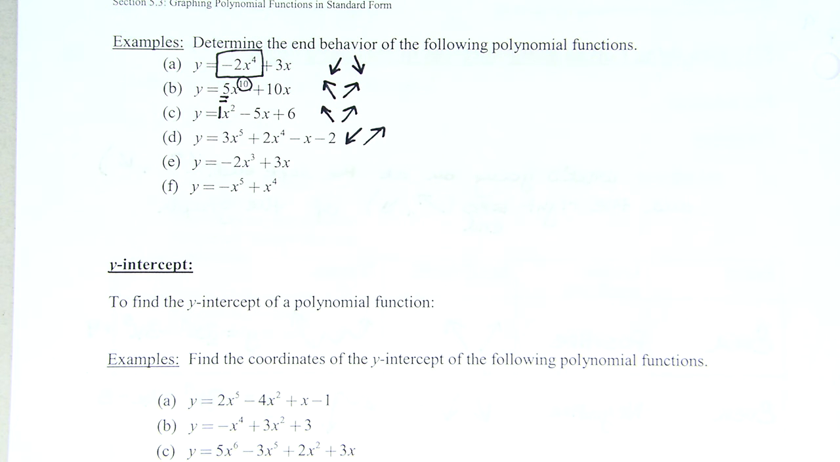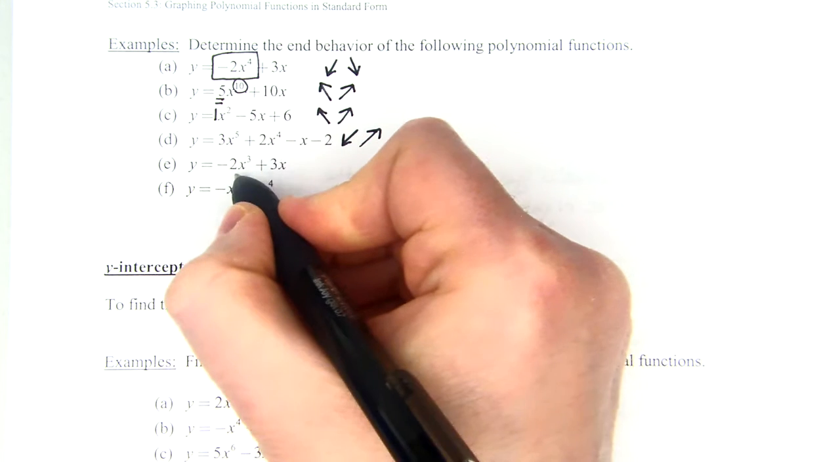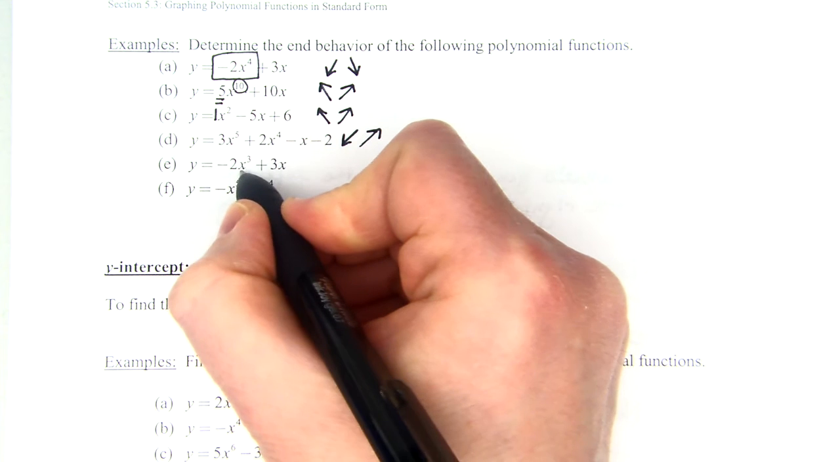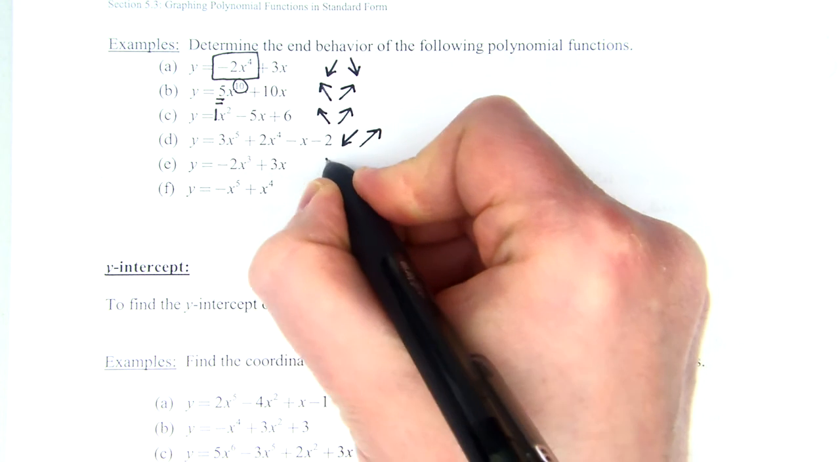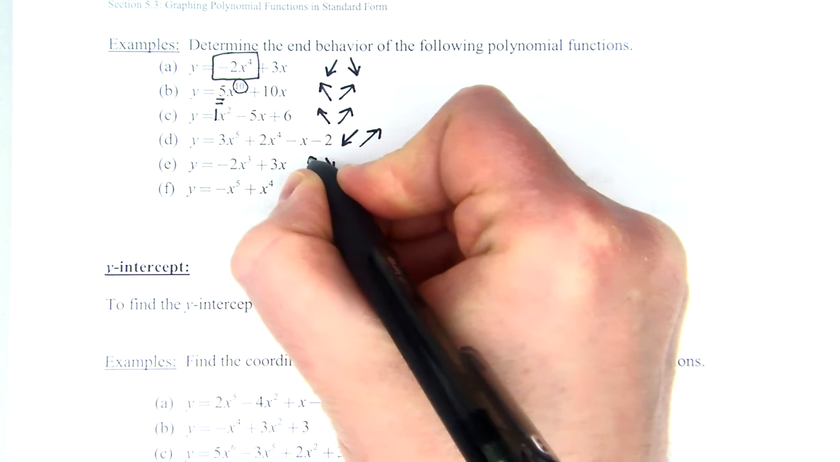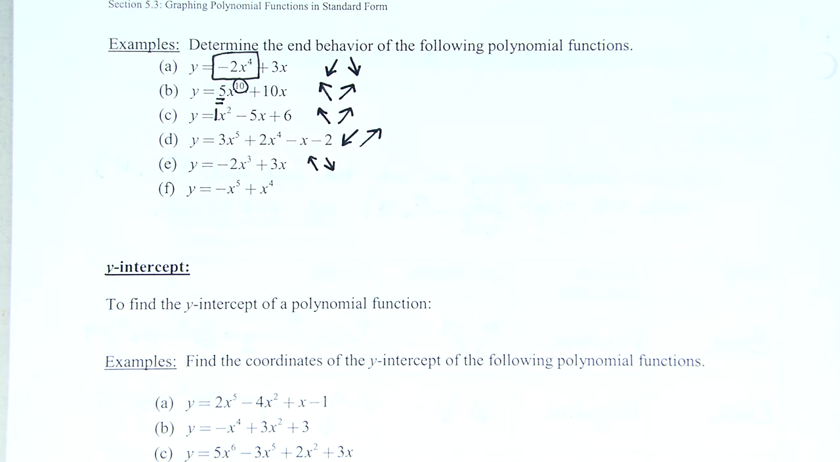What's your answer for letter E? Not positive. Odd degree, so they're going in different directions. Negative leading coefficient, you're going to end by going down, which means you're going to start by going up and down.